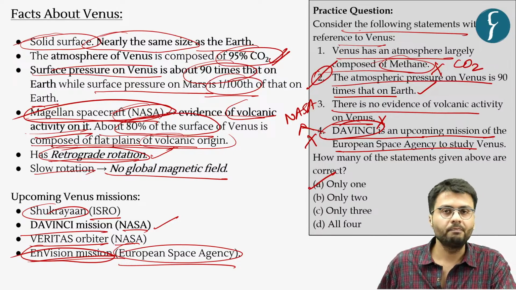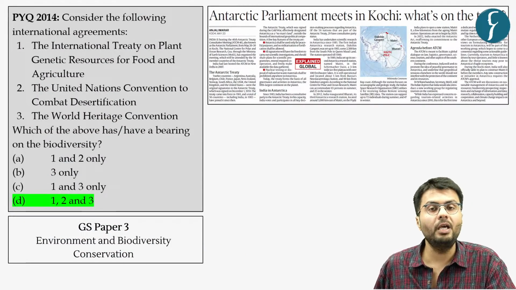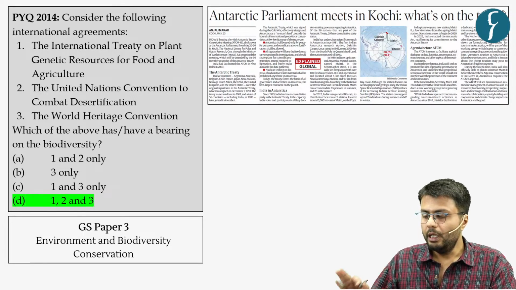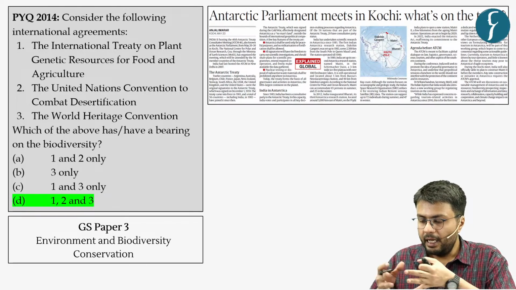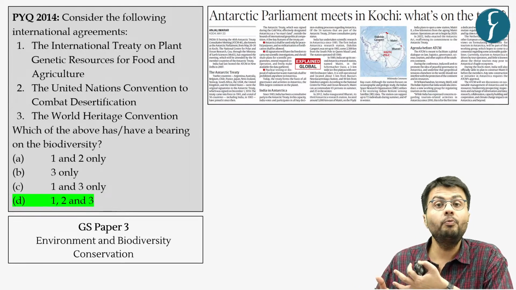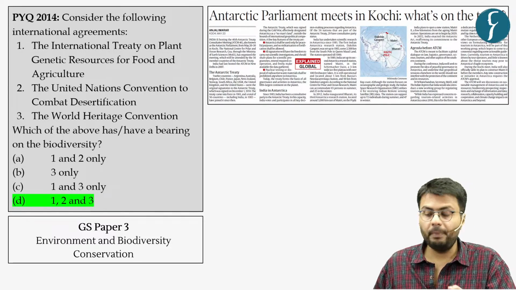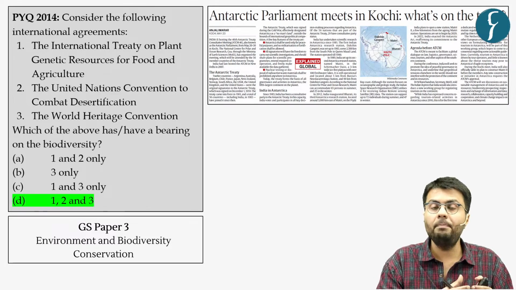practice question. And with this, we move to the last article of the day, which you can see appeared in the Explained section of the Indian Express. Now this article highlights that the Antarctic Parliament is about to meet in Kochi. So this development is important because the article deals with the Antarctic Treaty and other important global treaties.